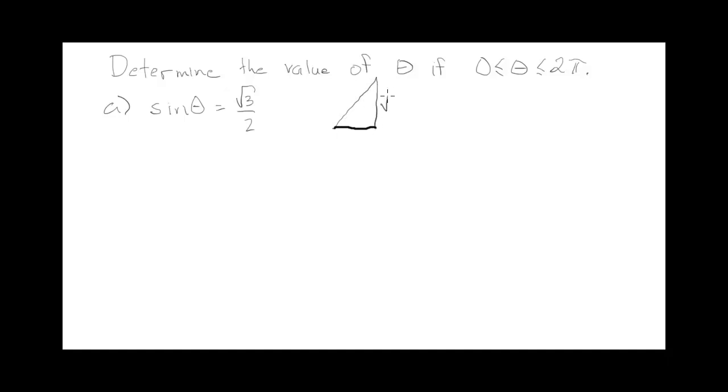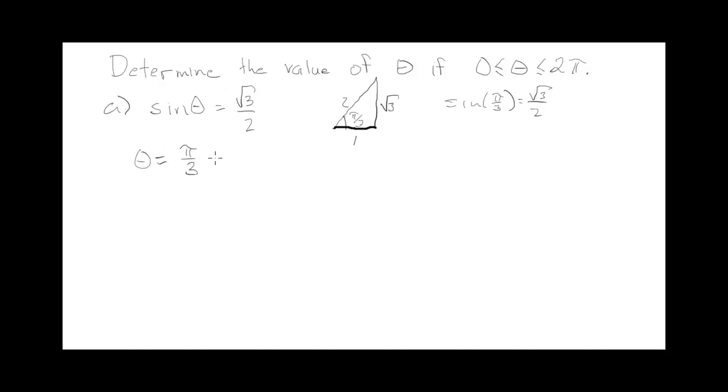So the root 3 over 2 triangle looks like this. Root 3, 2, that's 1. And for sine to be equal to root 3 over 2, we're looking for this angle, which is your pi by 3 angle. So we know that sine of pi by 3 equals root 3 over 2. So theta is going to be equal to pi by 3.